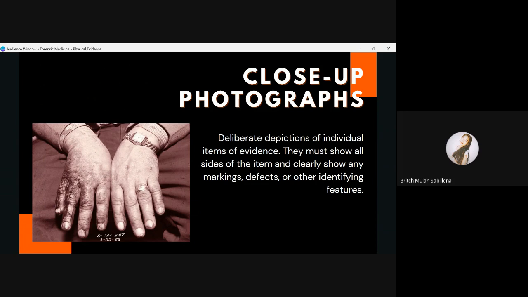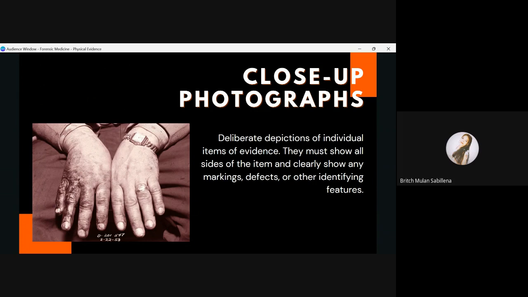or tool marks. They are also useful for capturing images of damage or wear on an item that may be relevant to the investigation. It is important that close-up photographs are taken from multiple angles to ensure that all sides of the item are properly documented. The photograph should also include a scale or ruler to provide a reference for size and distance.